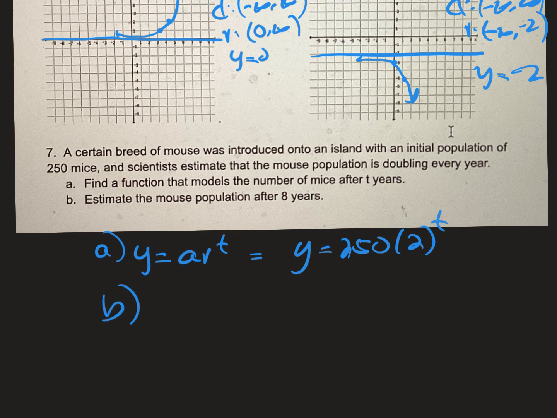For part B, you just have to plug in the 8. So I'm going to plug in an 8 right there. What that exponent is, I'm going to punch in 250 times 2 to the 8th power. Having done that, I'm getting 64,000 mice, which is way too many.